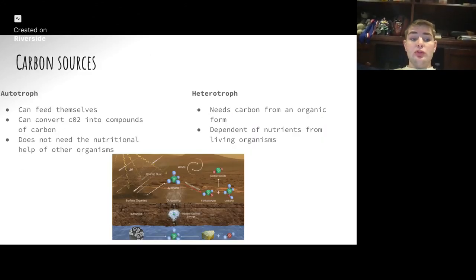Now for our carbon sources, we got two types, autotroph and heterotroph. Autotrophs can feed themselves, and they can convert CO2 into compounds of carbon, and they do not need nutritional help from other organisms. Whereas heterotrophs need carbon from an organic form, and they also depend on nutrients from living organisms. They must have it. Another thing for heterotrophs, they usually are bigger molecules that need to be digested, enabling them to absorb them. Carbon sources live in a form that's simple enough for them to absorb.